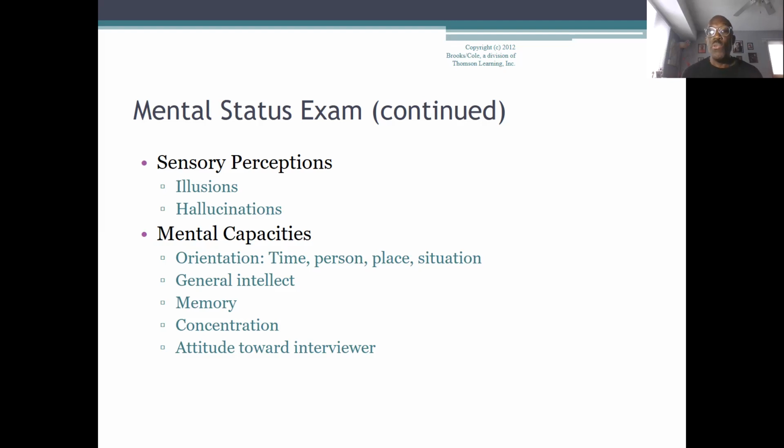Mental capacities: are they oriented to time, person, place, and situation? People should know where they are, what day of the week it is, what time it is, who the president of the United States is, what their mom's name is, those kinds of things. So general intellect, memory, concentration. And we also need to be careful about the attitude of the client towards the interviewer. Are they hostile? Are they irritable? Those are things we need to keep in mind when we're doing a mini mental status exam.